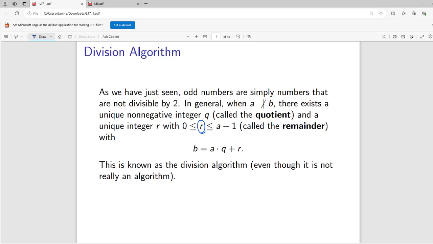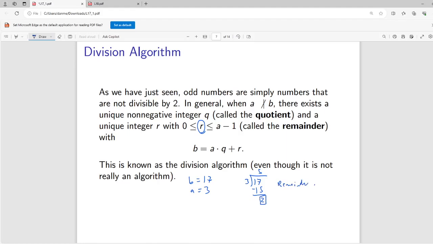Okay? So for example, let's say b was equal to 17 and a is equal to 3. Now 3 does not go into 17 a perfect number of times, but we do know that 3 goes into 17 at least 5 times. So if we pretend like this is elementary school, we would say 3 goes into 17 5 times. 5 times 3 is 15, and then 17 minus 15 is 2. So 3 goes into 17 5 whole times, and we have a remainder of 2.